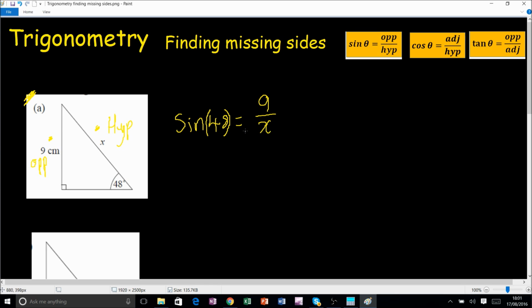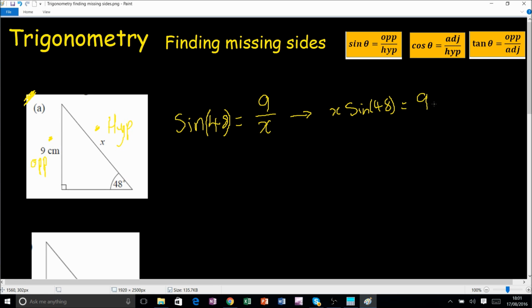Lovely. Now, in order to find our value for x, we need to do a little bit of rearranging, so that we have x on the left hand side by itself. First, we multiply both sides by x. So if we multiply both sides by x, we have x sine 48 is equal to 9.